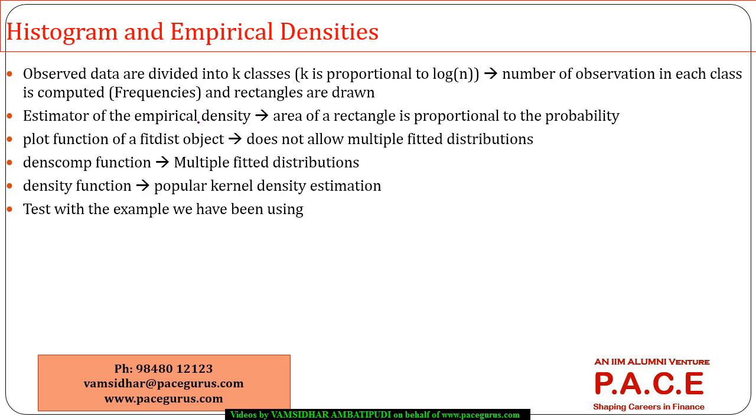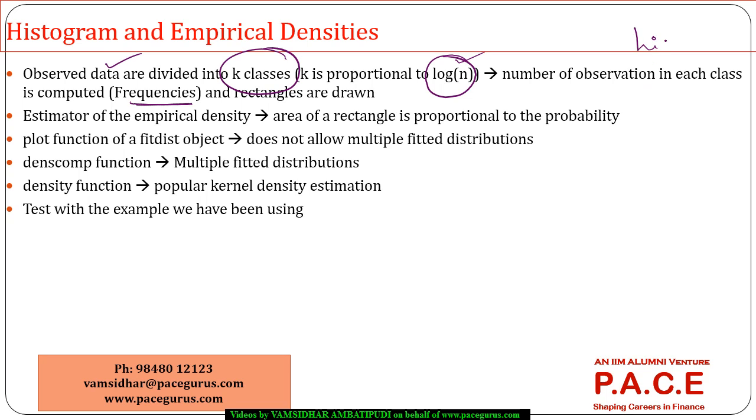First thing is histogram. We know how to plot a histogram. The observed data are divided into k classes, k different groups. Generally we would prefer k to be proportional to log n. So depending on the size of my data, I would prefer that many classes. Again, it's not a hard and fast rule, just a ballpark picture. The number of observations in each class is computed, which we call frequencies, and accordingly the rectangles are drawn.